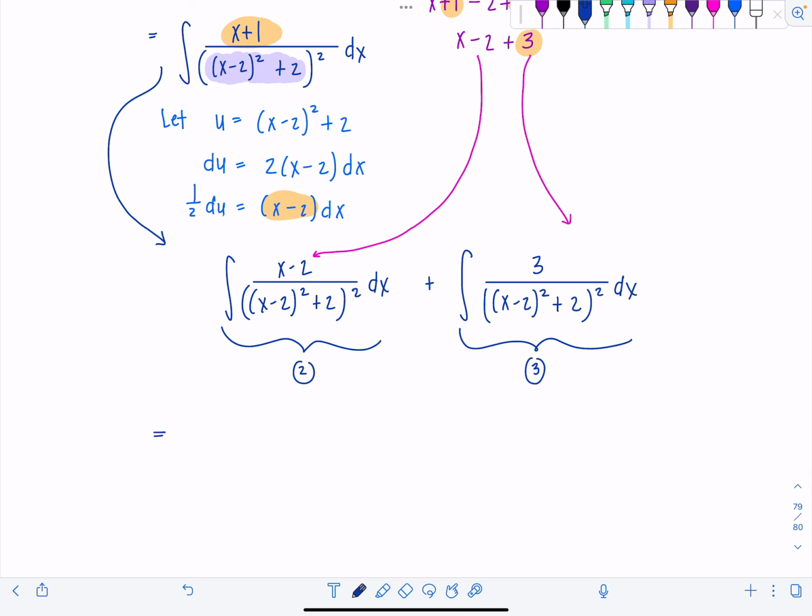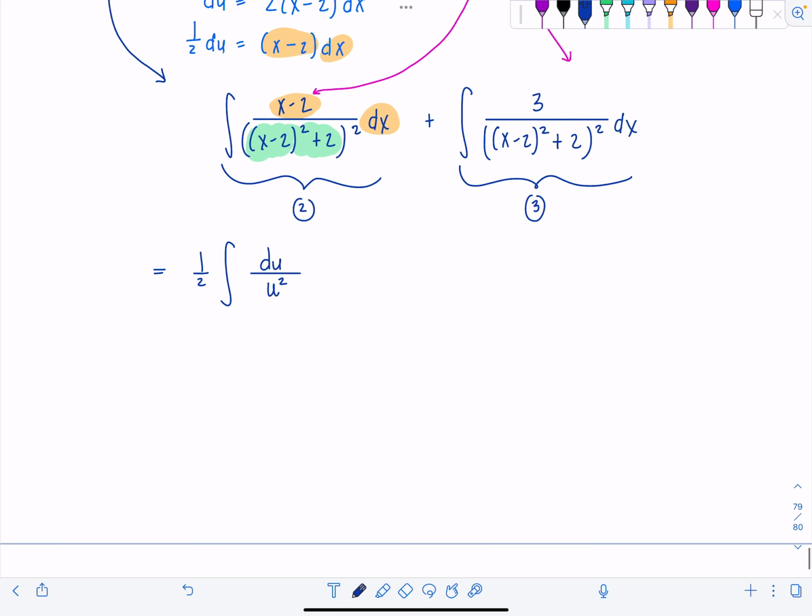So we have the substitution here. x minus 2 dx is 1/2 du. Okay, so 1/2 integral du over, and then remember, u is all of this, so that's sitting inside here. So we have a u squared in the denominator. Whew, that cleaned up so cute, right?